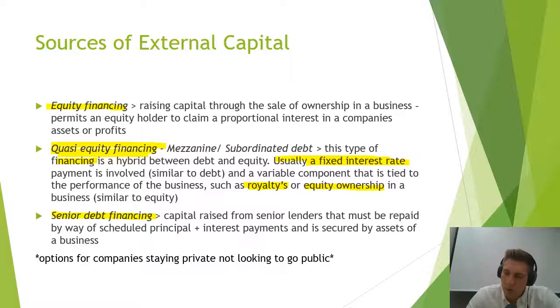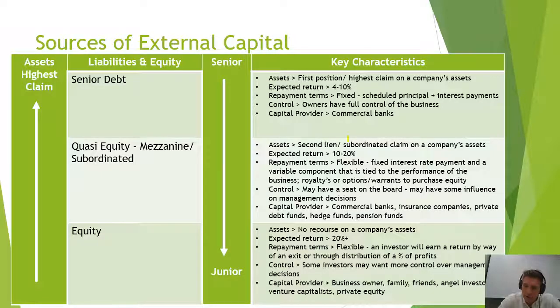This is capital that is borrowed from a lender and has to be repaid through scheduled principal and interest payments, and is secured by assets in a business. So a private small to medium sized enterprise has three main financing options. But why would a company go with one option versus one of the others? Well, hopefully after we go over this chart, you'll see some of the advantages and disadvantages of each type of financing.